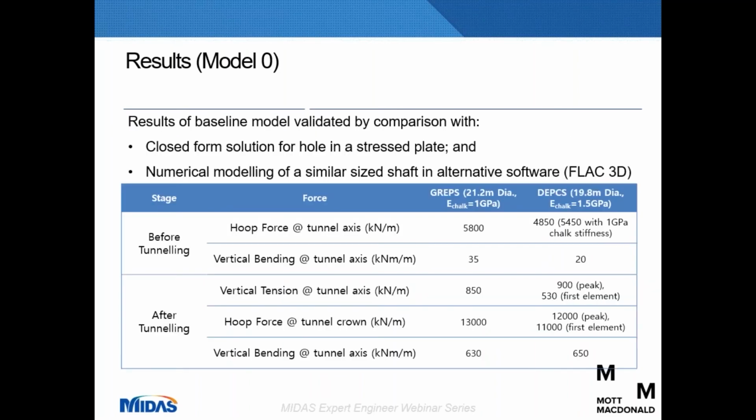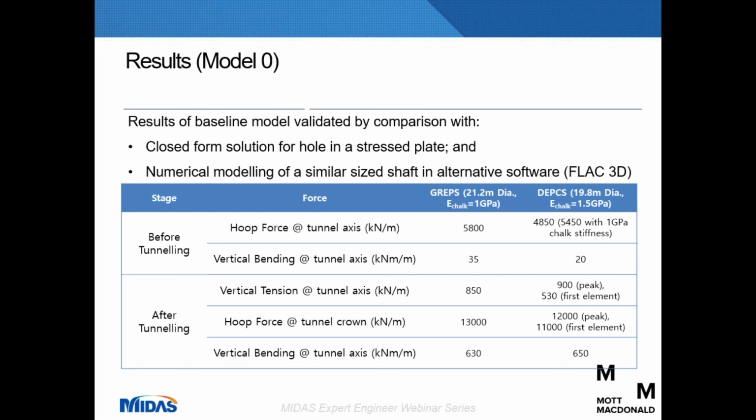So for our baseline model without any secondary lining, it was important that we validated and sense checked the outputs before we used it for design. We did this in two ways. Firstly, by checking the stresses around the opening against a closed form solution for a hole in a stressed plate, and those numbers came up looking sensible.